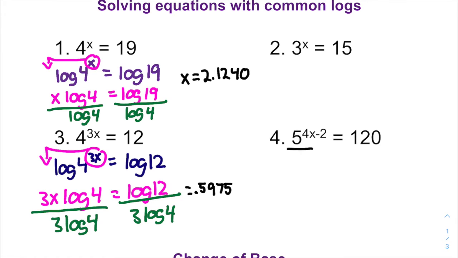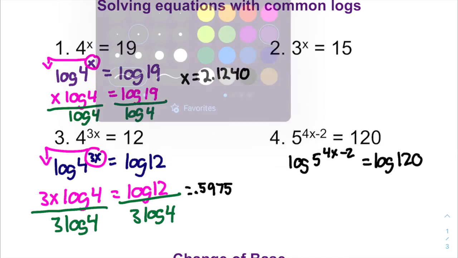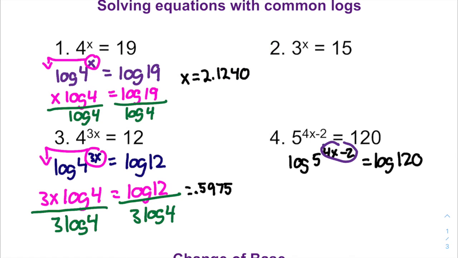Problem number 4, same deal. We can't make like bases. 5, there is no exponent that we could raise 5 to make it 120. So I'm going to log both sides. Log 5 to the 4x minus 2 equals log 120. I'm going to use the power property, dropping the exponent down to the front to have 4x minus 2 times log 5 equals log of 120.